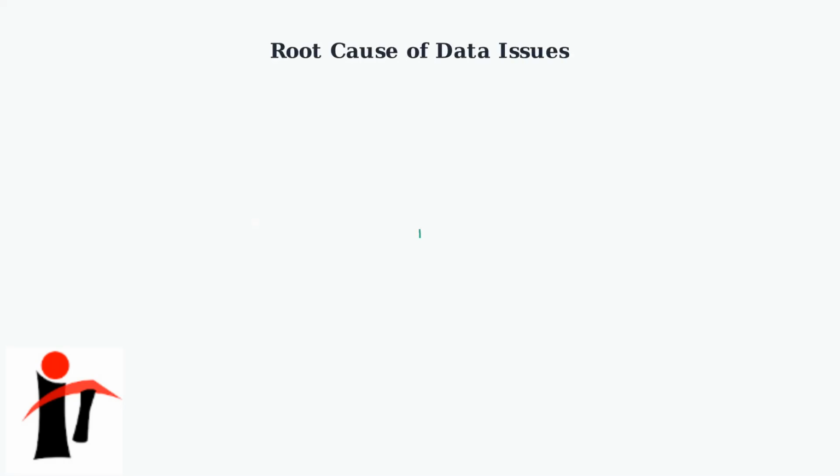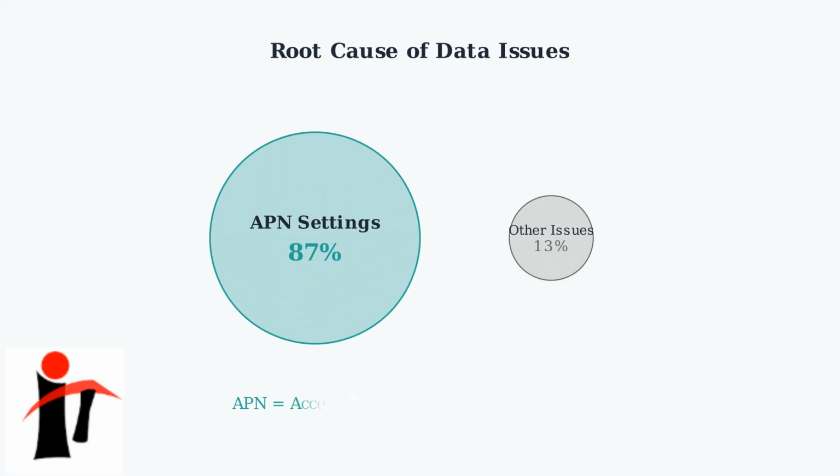Here's the key insight. Most AirTalk data problems don't actually stem from network infrastructure issues. Instead, a whopping 87% of data connectivity problems are caused by incorrect APN settings. APN stands for Access Point Name, and it's essentially the gateway that connects your device to the mobile network.